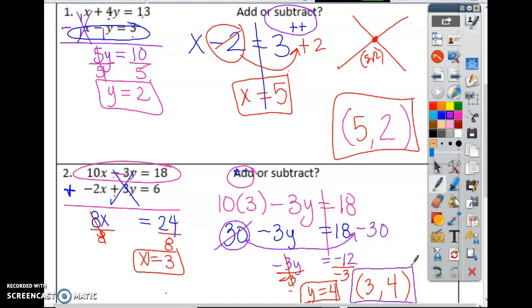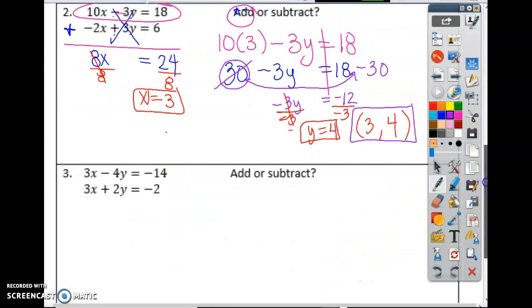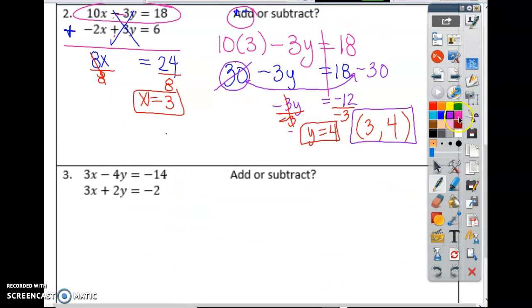Okay? Let's do one more. Which one can I get rid of? The x's or the y's? The x's, because they're the same, right? Do I add or subtract? Subtract, because they are both positive. If they were both negative, you subtract. If it's a positive and a negative, you add. Okay, so I'm going to subtract everything.